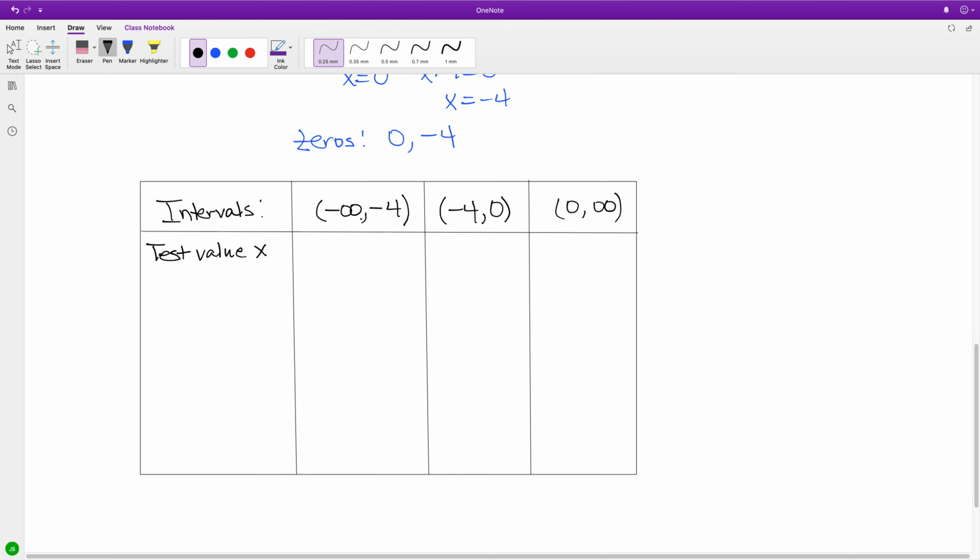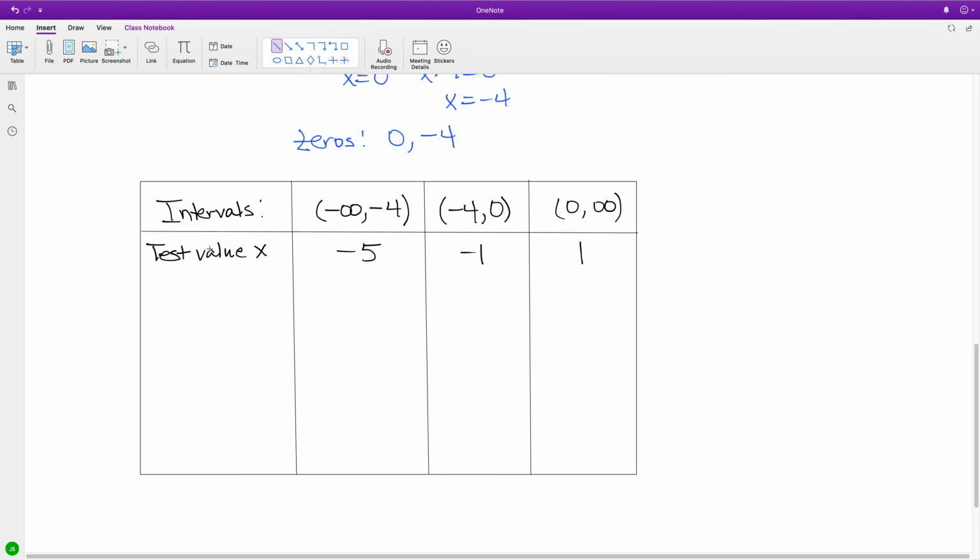For testing the first section, we have the input at negative 5. You can select any value that's less than negative 4. Negative 10 would do the job, negative 19 would do the job, but with negative 5, I want to get the absolute value as low as possible. For the values between negative 4 and 0, I can go with negative 3 or negative 2 or negative 1. I'll just go with negative 1. And for any value greater than 0, I'll just go ahead and select positive 1.